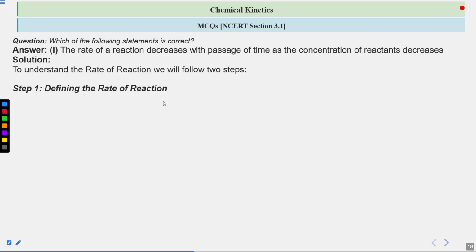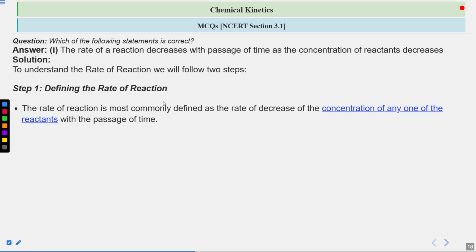First of all, we have to know what we are talking about. Here we are talking about the rate of a reaction. So first, let's define what particularly the rate of a reaction is. The rate of reaction is most commonly defined as the rate of decrease of concentration of any one of the reactants with the passage of time.